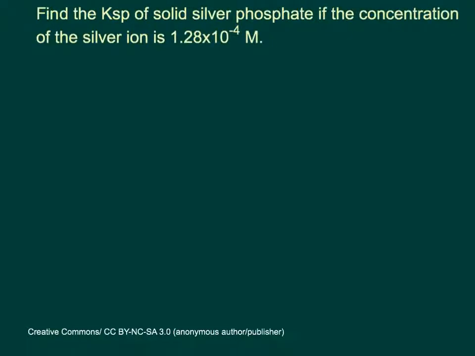Okay, so in this problem we're going to try to find the Ksp of solid silver phosphate, and we're given the equilibrium concentration of the silver ion, which is 1.28 times 10 to the negative fourth molar. So the first thing we need to do is write out the reaction that's happening here. Silver phosphate: silver has a charge of +1, so Ag, and phosphate is 3-, so we have Ag3PO4.